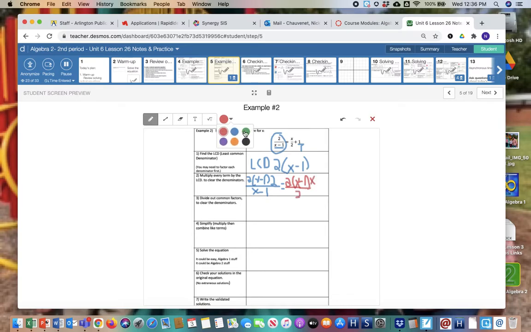And then lastly, I'm going to write out what I have here. So I've got the 1 there. So I'm going to have 2 times x minus 1 over 1. Okay, so now I'm going to go through and cancel.